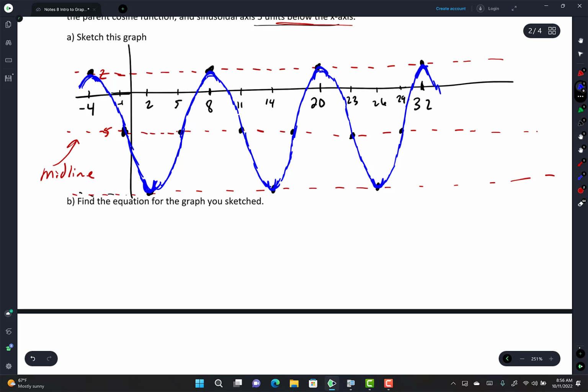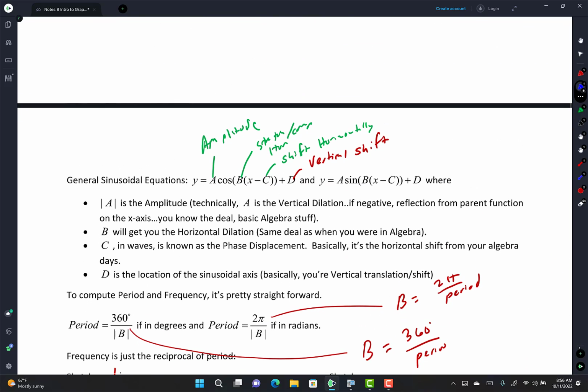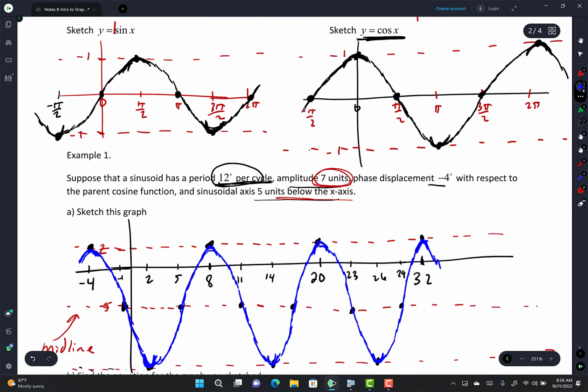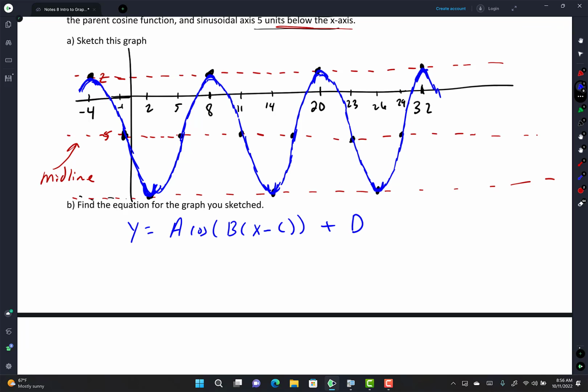Find the equation for this graph. Here's what helps everyone. Always, always, always, just write this equation over and over again. So here it is. All right, y equals a cosine, open parenthesis, b, open parenthesis again, x minus c, close, close, plus d. I'm just going down the alphabet. A, B, C, D.